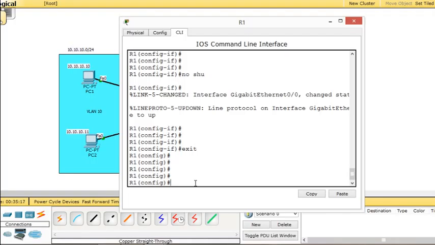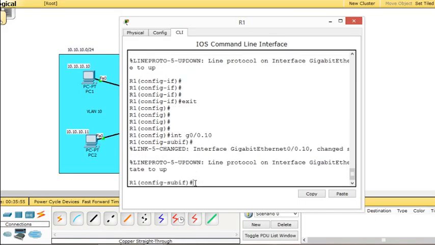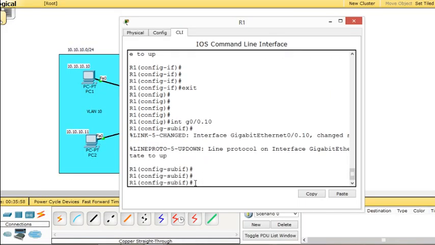We can use numbers for sub-interfaces not corresponding to VLAN numbers, but it is very good practice to use the same number, because in future the troubleshooting process will be easier, and also you will always know which sub-interface serves which VLAN. So let's create two sub-interfaces, 10 and 20, and configure them for the corresponding VLANs. Interface gigabit 0/0.10. This command will create sub-interface 10.